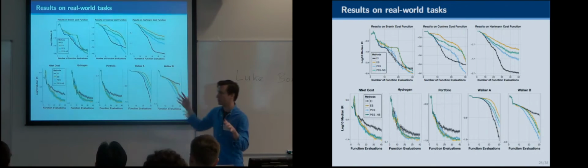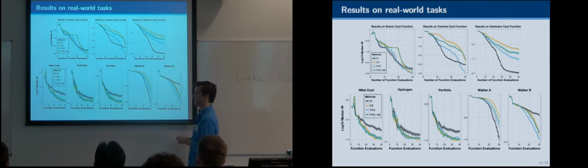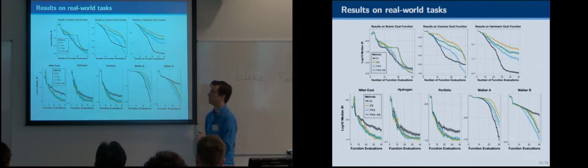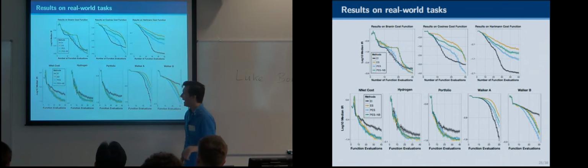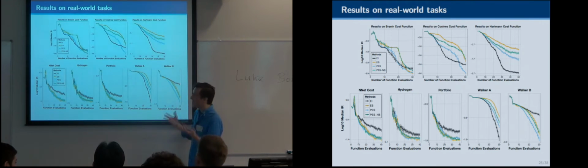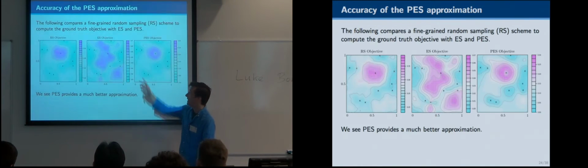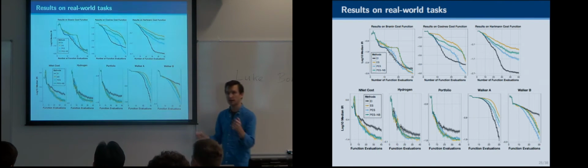OK, so that shows how well this works on approximating the acquisition function. But the next question is, how well does this work on real-world tasks? The one thing we see is that it consistently outperforms the entropy search approximation, mainly because of exactly what I showed on the previous slide. It does a better job of approximating this acquisition function. But we also see that in many scenarios, it does better than other acquisition functions, such as expected improvement.